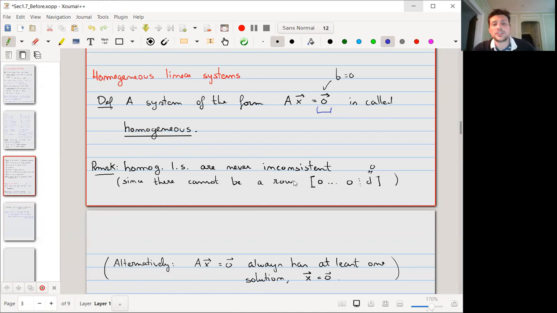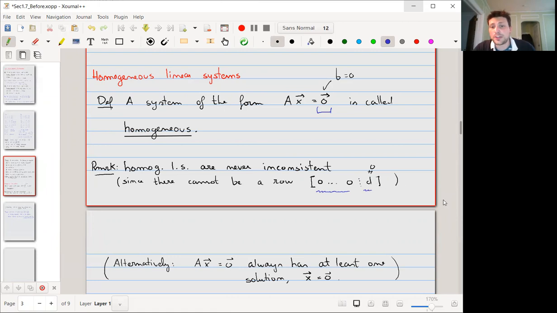Because to be inconsistent, you need a row in your reduced row echelon form of the augmented matrix that has zeros in the first few entries, and then a non-zero entry in the last one. But if you start with a vector of constants that only has zeros, this can never happen.